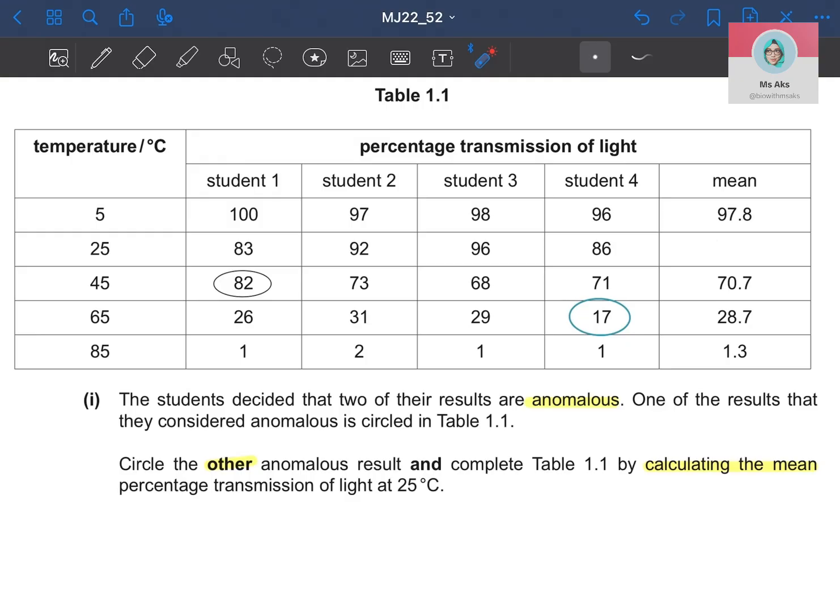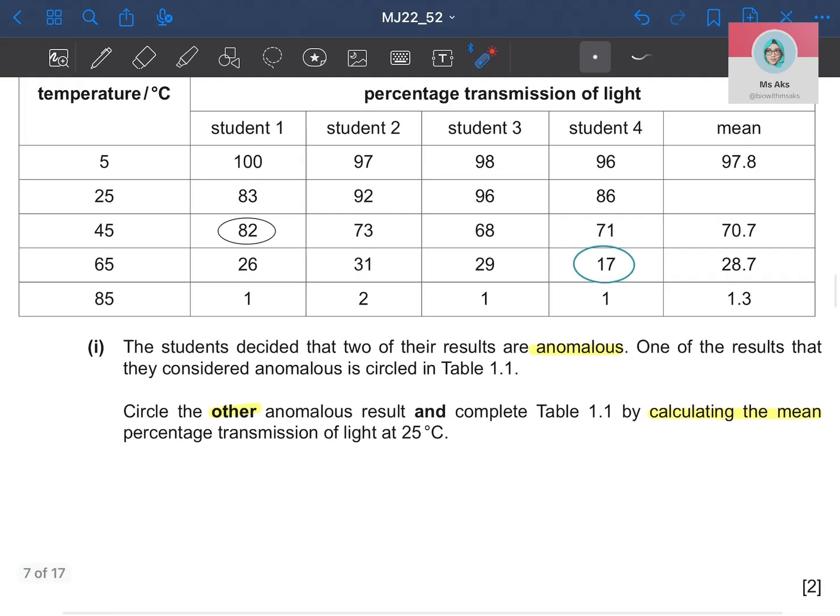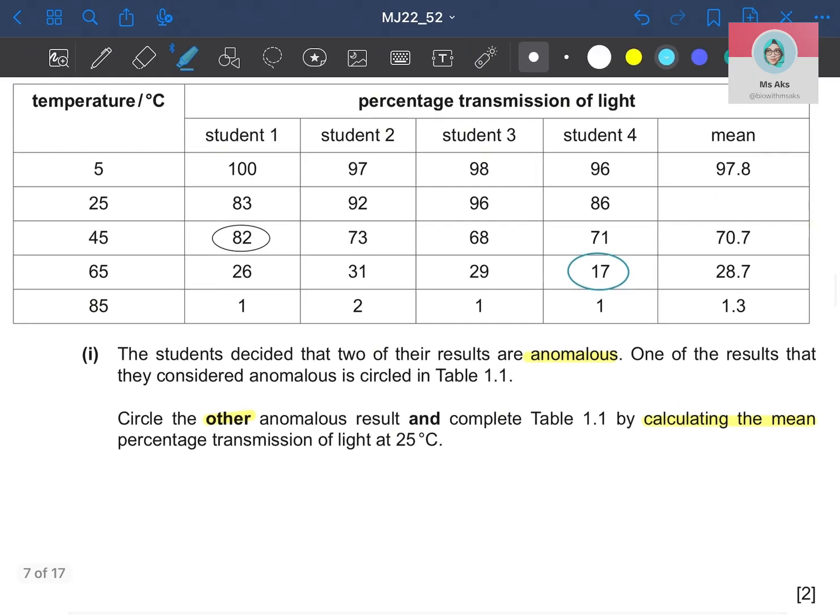So here, like with any other formulas, I'm sure you know how to calculate the mean. What you need to do is you total up all of those values and you just divide it by 4. So I think you should be able to do that. So the answer should be 89.3. Okay.